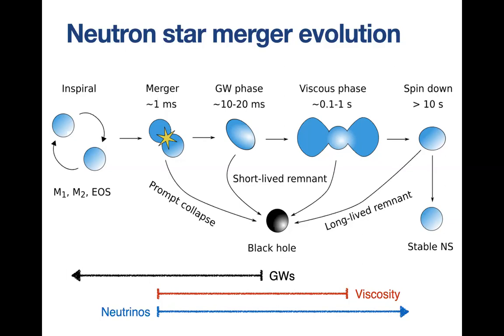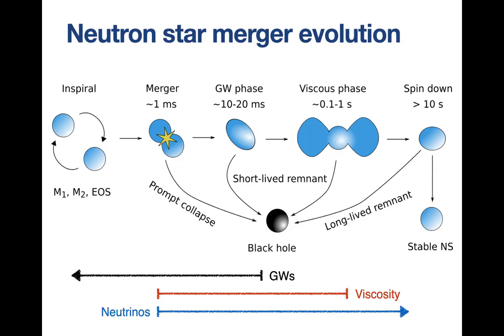Here at the bottom of this slide, I list the main physical mechanisms that are driving the evolution of the binary. At early times, gravitational waves are the dominant process, and together with that also nonlinear hydrodynamics. As we go forward in time, other effects become more important.